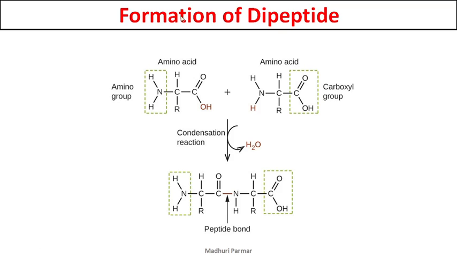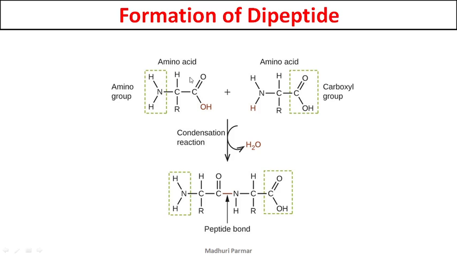Now let us come to formation of a dipeptide. We have understood the structure of amino acid. We have discussed all the different R groups and the 20 different types of amino acid, how they are classified. Now we talk about the formation of dipeptide. We have already discussed the structure of disaccharide, so in the same way we will be seeing dipeptide.